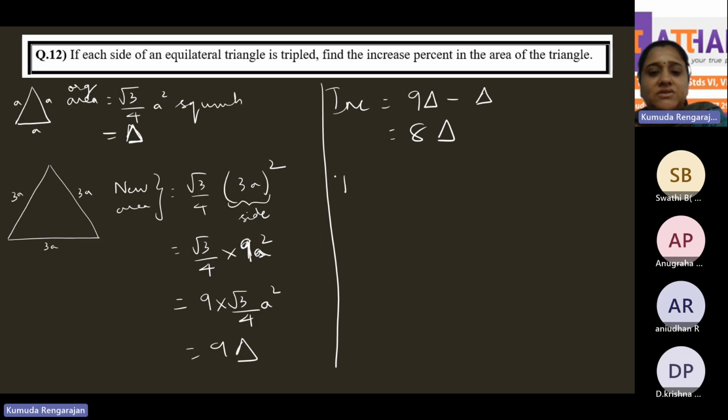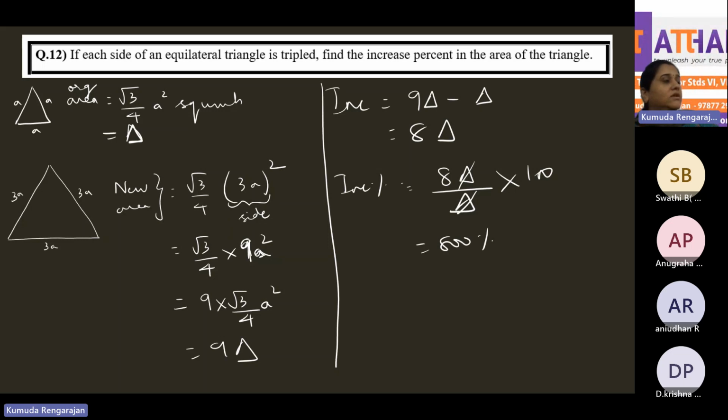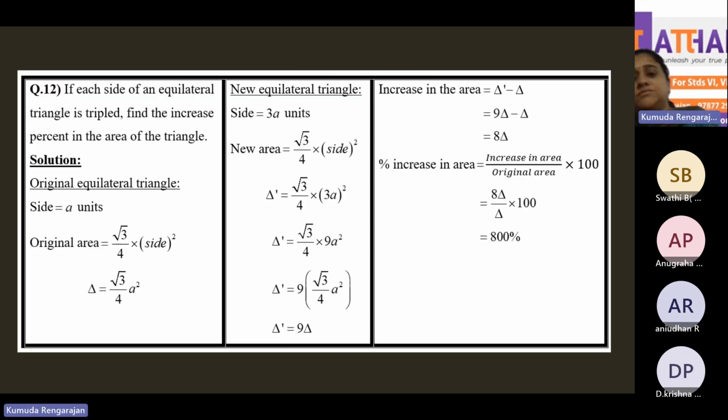Then what is the increase percent? Increase percent is increase 8 delta by original into 100. So the increase is 800%. The increase percent is 800%. All right. Good.